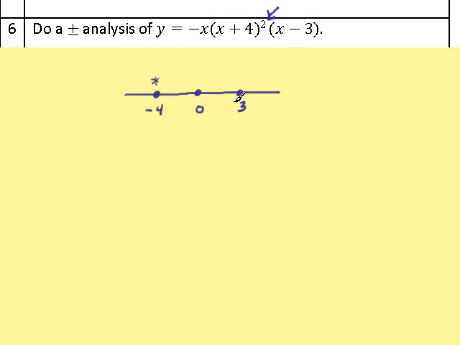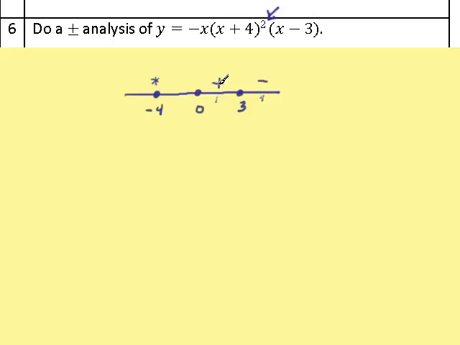All right, so let's start by substituting in a value larger than 3, like 4, for example. And if we do that, here we have negative 4. This is positive. And here we have 4 minus 3, which is positive. So we get something negative. If we substitute in 1, here we have minus 1. This is positive because it's squared. And here we have 1 minus 3, 2 negatives, and that would be positive.